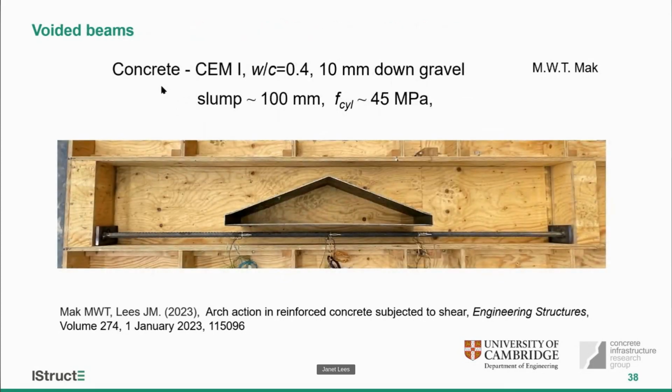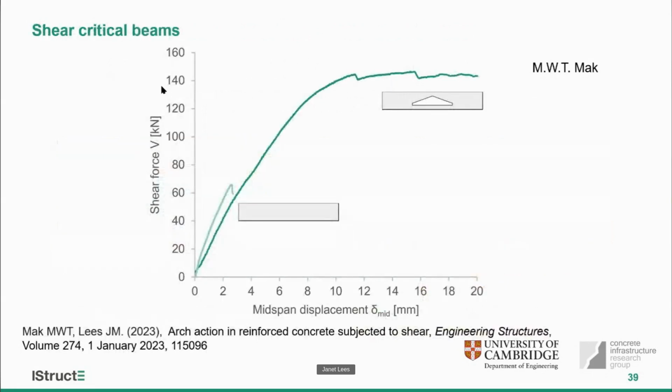Now, in terms of the shape, actually the materials we used were fairly normal. They're concrete, a CEM1, 10 millimeter down gravel, slump about 100 millimeters. And the reinforcement was steel, so we've used very conventional materials. But the new thing in the shape was that we then needed this void former to create that void within his structure, but then we cast the concrete as normal.